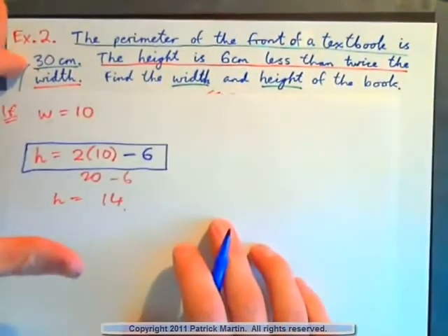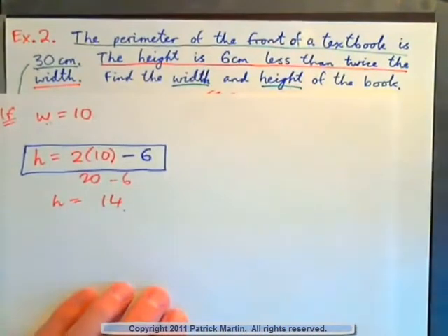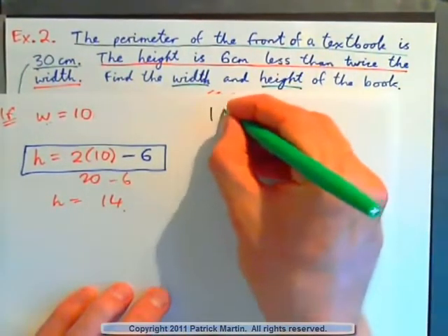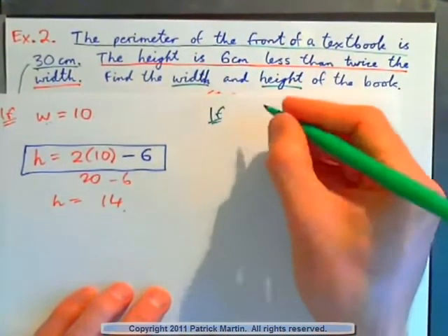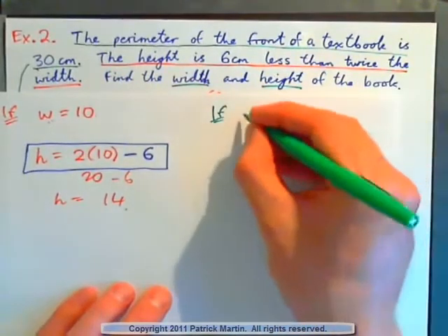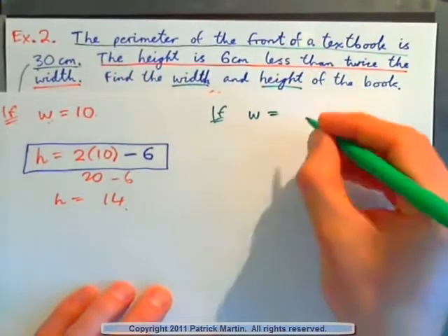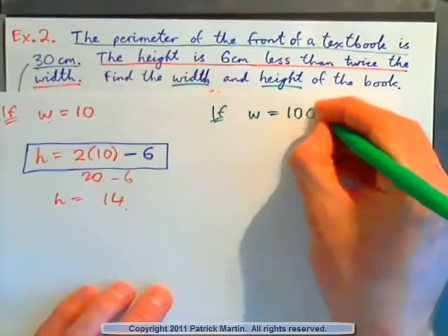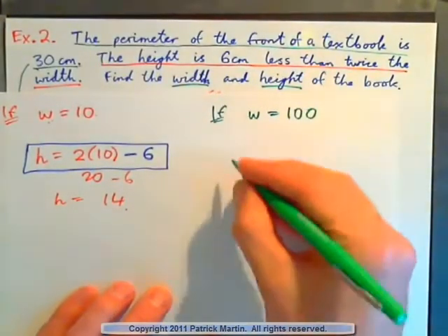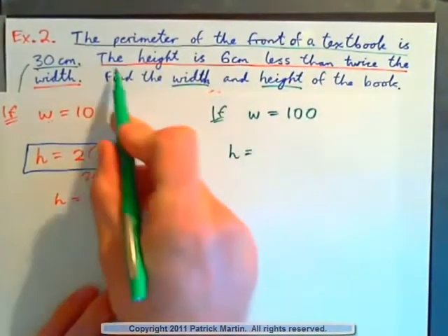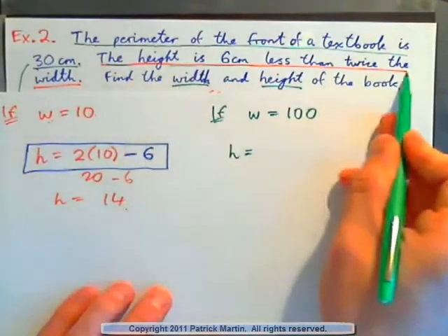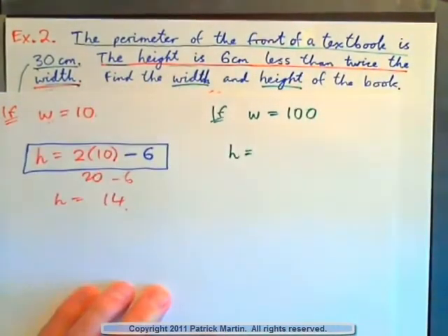If you've got it already, skip ahead on the video, but just for anyone that wants to try this again. Look, if the width, just for fun, was 100 centimeters, find the height, using this sentence: the height is 6 centimeters less than twice the width. Write it down.